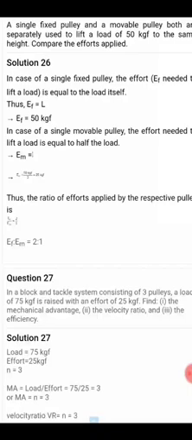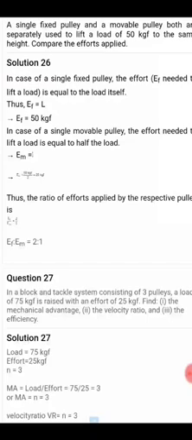Here there are 3 pulleys, so VR is 3. Your MA will be equal to load upon effort. So load is 75, effort is 25. When you divide it, you get 3. So your efficiency will be MA by VR. MA is 3, VR is 3. Your answer is 1. So it is 100%.